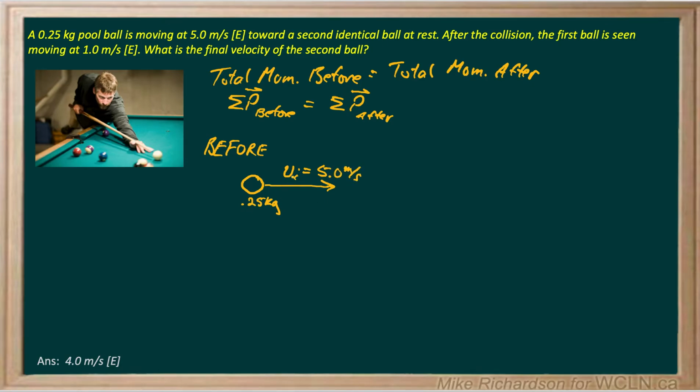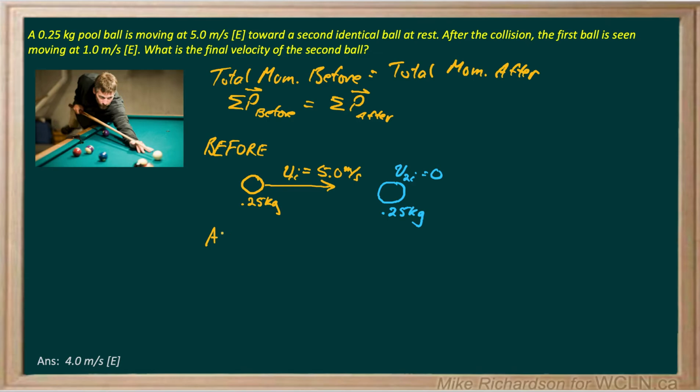Let's call that V1 initial. Now the second pool ball is not moving, it is stationary, so it's sitting here at rest. An identical pool ball, it's 0.25 kilograms as well, and its initial velocity, V2 initial, is 0. So that's our before situation. Now let's look at our after situation.